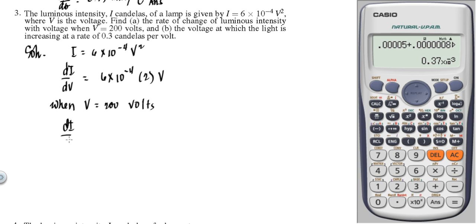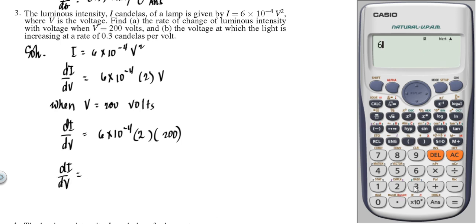So we have dI over dV, or the rate of change of luminous intensity with respect to voltage. Okay, we have 6 times 10 to minus 4 times 2 times 200. So we have dI over dV is equal to, 6 times 2 times 200, press equals, and the answer is 0.24 candela per volt. Okay, so this is letter A.